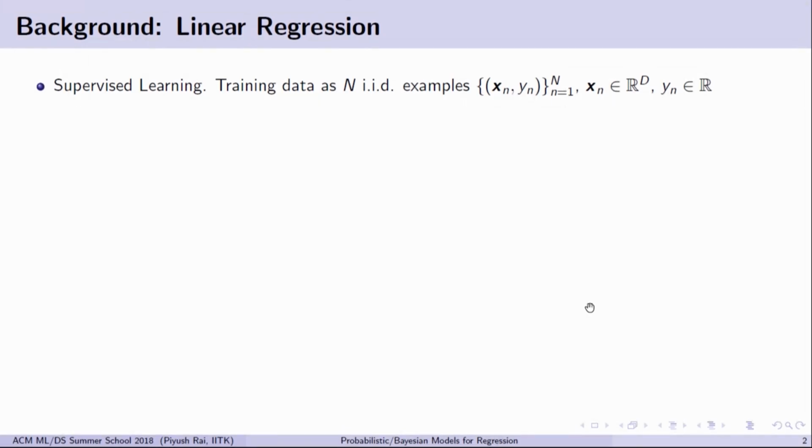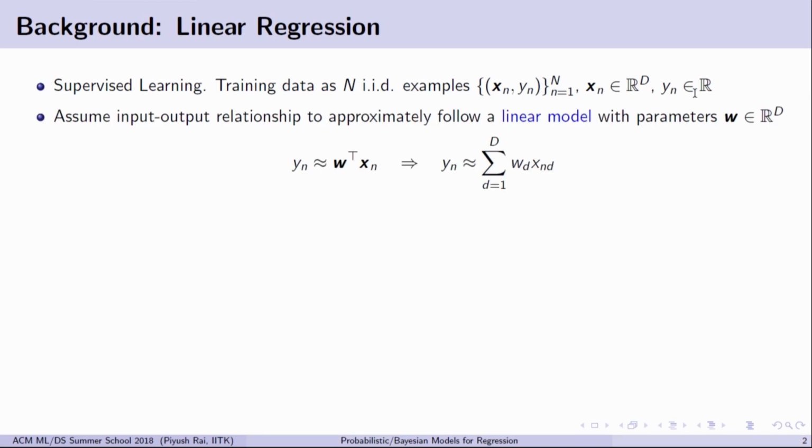So linear regression is basically a supervised learning setting where we are given training data in the form of N IID training examples that I'm denoting as x and y. And so these pairs are our inputs and outputs. Each xn is a feature vector in D dimensions, and since we are doing regression, each response yn is a real value. Okay, so regression is a real valued response prediction problem. So again, feature vectors are D-dimensional. Capital D denotes the number of features in the input, and the response is a scalar.